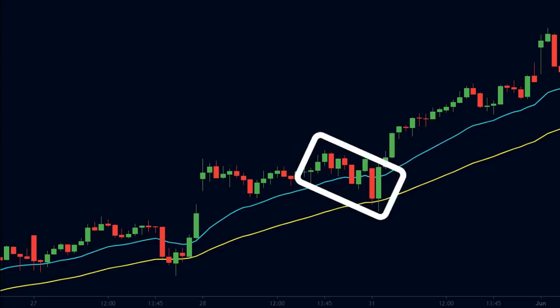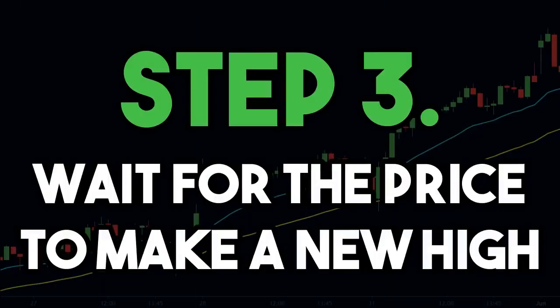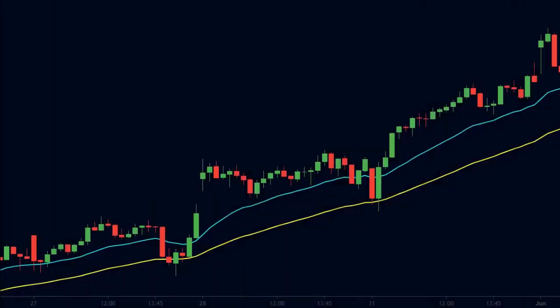When the pullback occurs, we want the pullback to touch the 20 EMA, but it cannot cross the 50 EMA. Once the price crosses the 50 EMA, our setup will be invalid. Hence, we want the pullback to stay above the 50 EMA. Now, the third step is to wait for the price to make a new high.